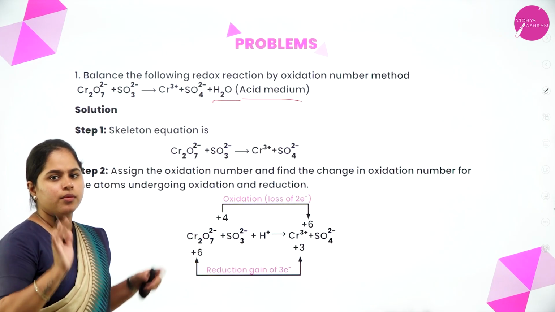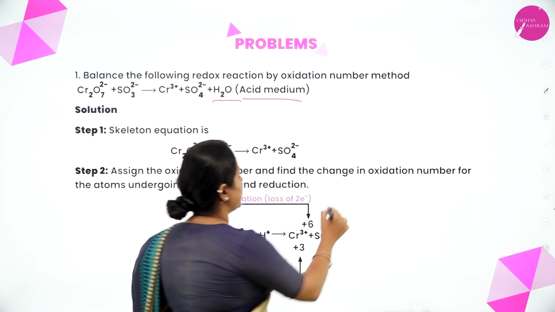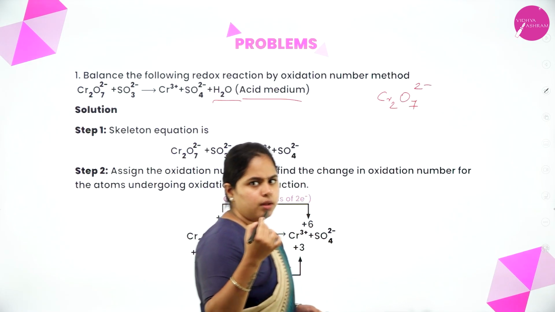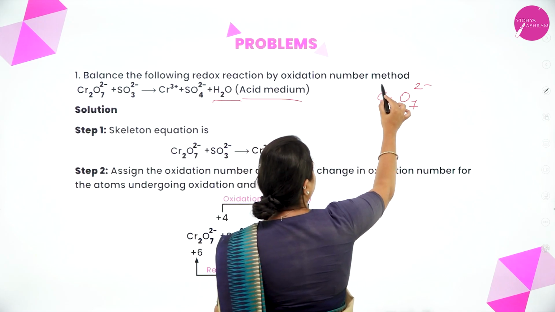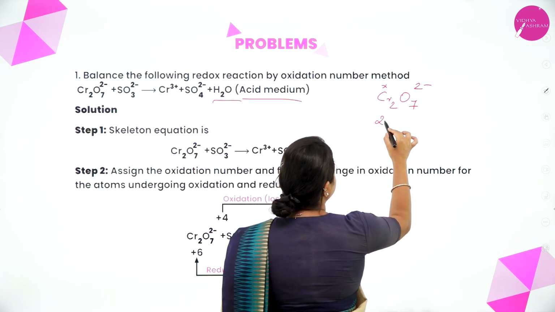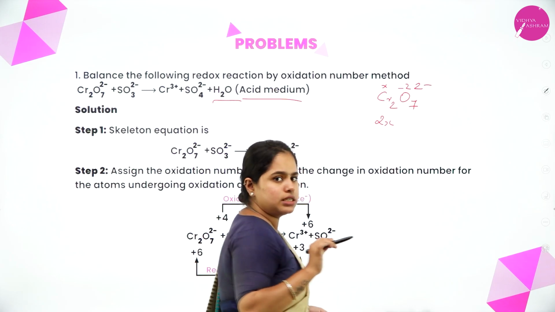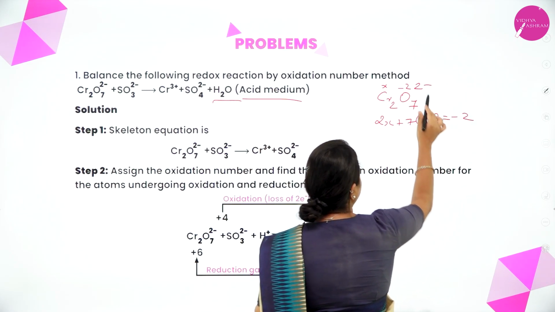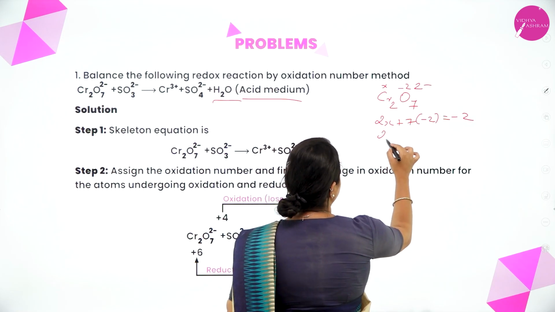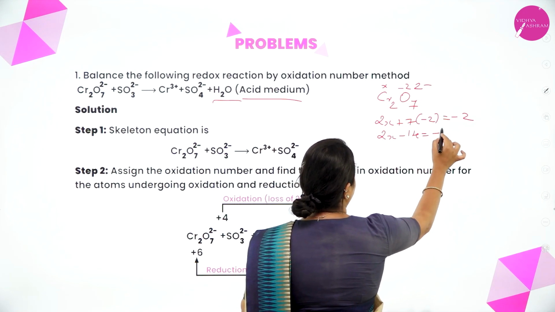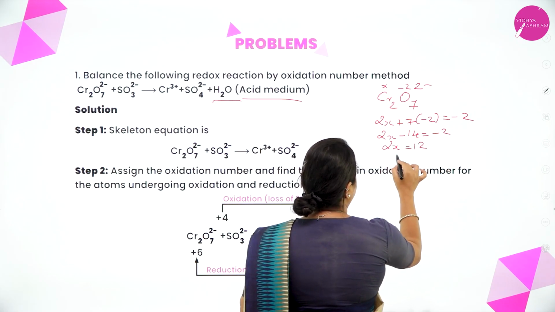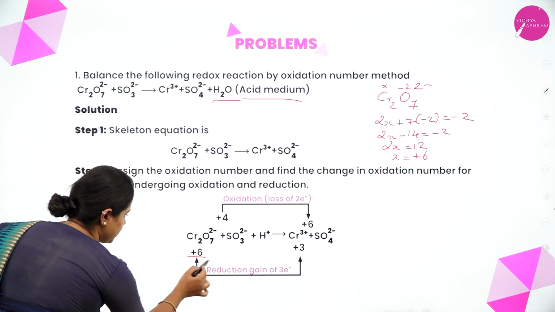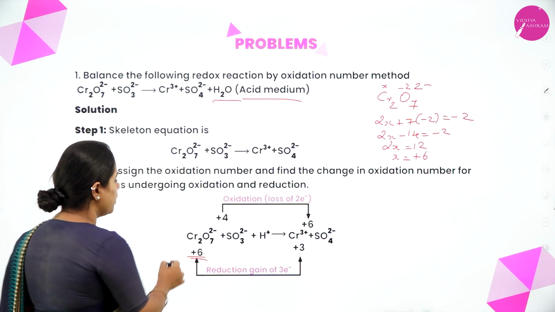We are going to find the oxidation numbers. First let's take Cr2O7 2 minus. We have already discussed how to calculate the oxidation number. For chromium we don't know, so we take it as x. So 2x plus 7 into minus 2 will be equal to minus 2, since it's a charged species. So 2x minus 14 is equal to minus 2, 2x is equal to 12, x is equal to plus 6. So plus 6 is the oxidation number for chromium here.